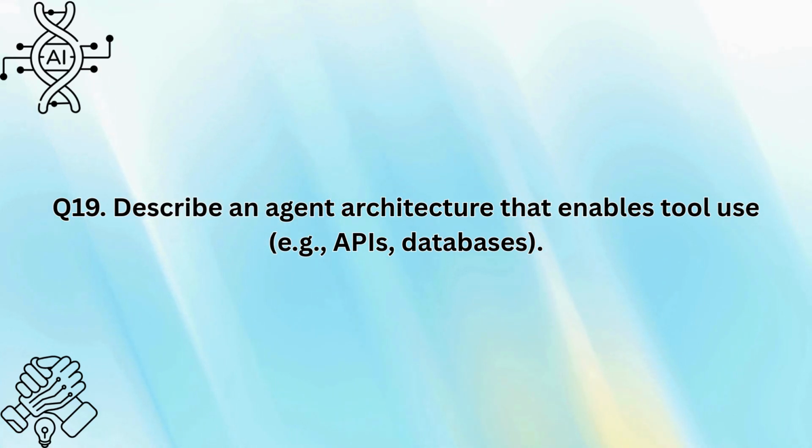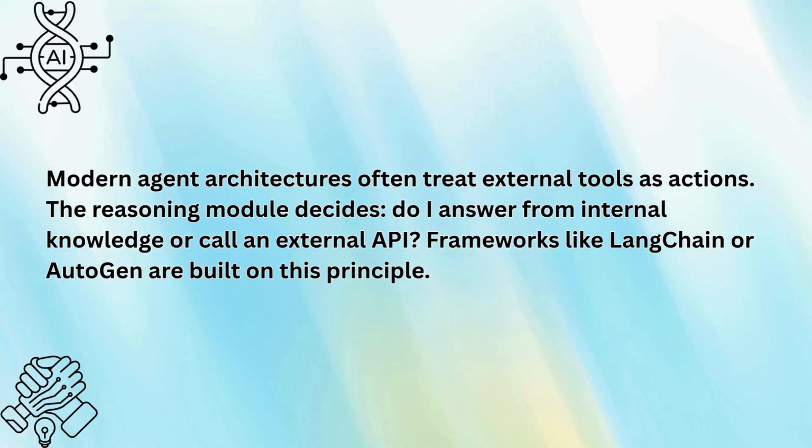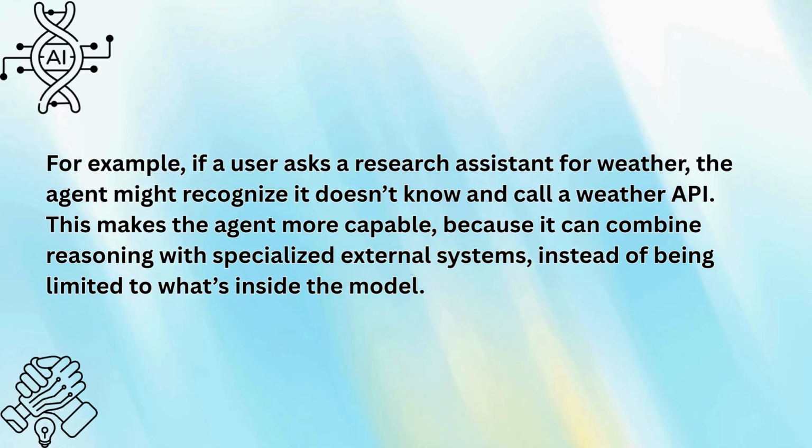Describe an agent architecture that enables tool use. Examples are APIs and databases. Modern agent architectures often treat external tools as actions. The reasoning module decides, do I answer from internal knowledge or call an external API? Frameworks like LangChain or AutoGen are built on this principle. For example, if a user asks a research assistant for weather, the agent might recognize it doesn't know and call a weather API. This makes the agent more capable because it can combine reasoning with specialized external systems instead of being limited to what's inside the model.